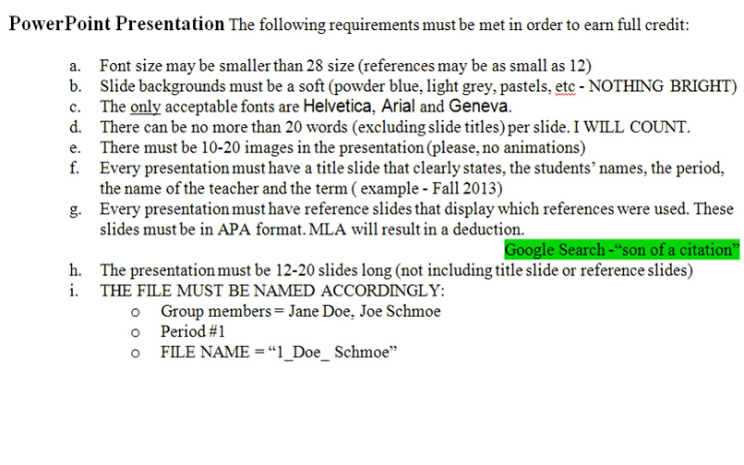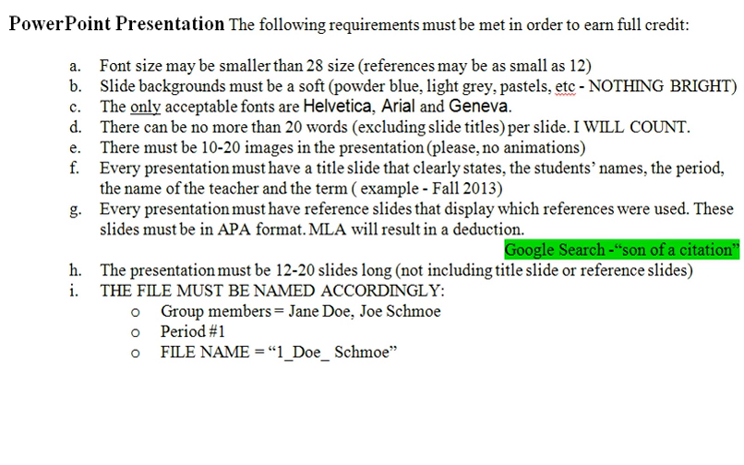I will make a video on the difference between MLA format and what that reference looks like versus APA format. I'll also navigate you through the Son of a Citation website, a free online citation page that lets you type in information, and it generates the reference for you, which you can just copy and paste into the PowerPoint. Next, you must have 12 to 20 slides, not including your title slide or your reference slide. You're not going to need more than 20 slides, but at the very least you'll need 12.